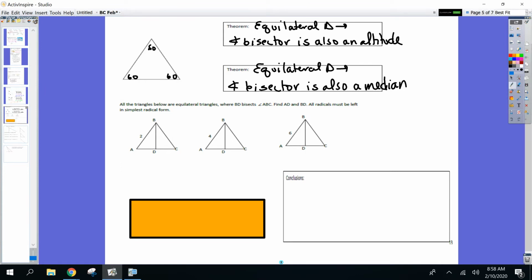So what I want you to do, here you go. This triangle only, you and your group, simplest radical form. Find AD and BD in simplest radical form. Hey, guys, it's equilateral, and I'm telling you that BD is an angle bisector. That's why I gave you those theorems to use now. Okay, so 2 minutes. It's equilateral. BD is an angle bisector. Find the length of AD and BD in simplest radical form.